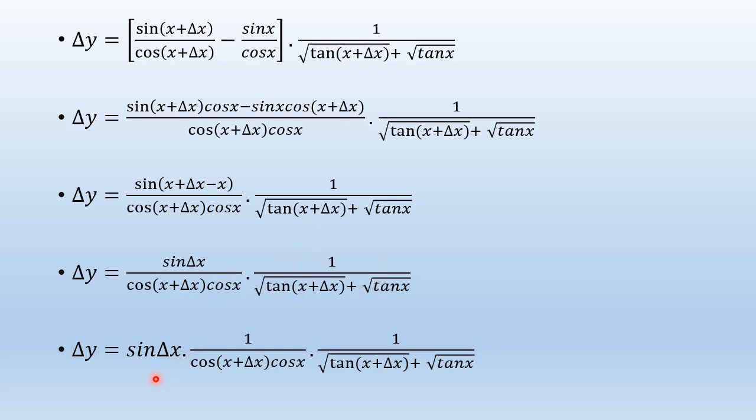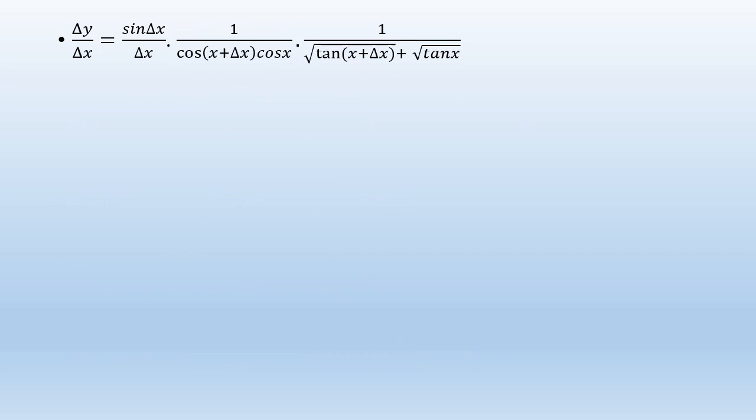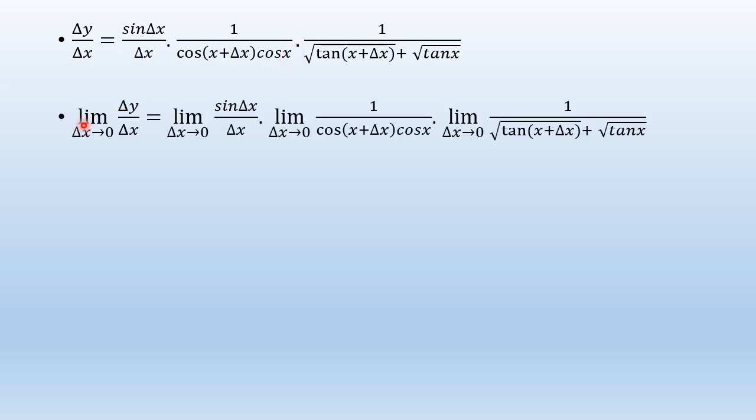And in the next step, now I am going to divide both the sides by del x. Here it is. We have divided both the sides by del x, and now take the limit when del x tends to 0. We are going to put the limit here, here, here, and here. Let's put the limits. So limit when del x tends to 0, del y by del x. Limit when del x tends to 0, sine del x by del x. Limit when del x tends to 0, 1 by cos x plus del x cos x. Limit when del x tends to 0, 1 by under root tan x plus del x plus under root tan x.